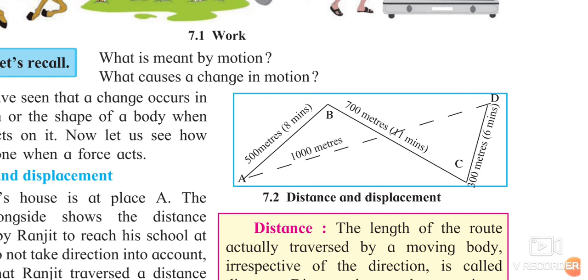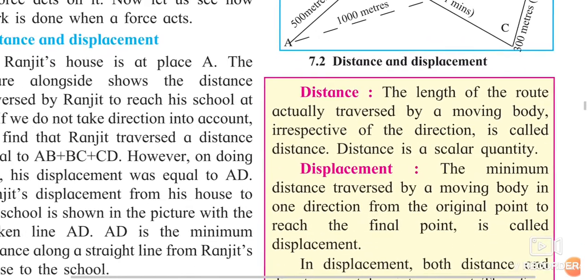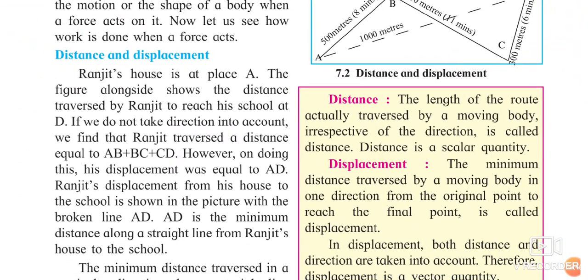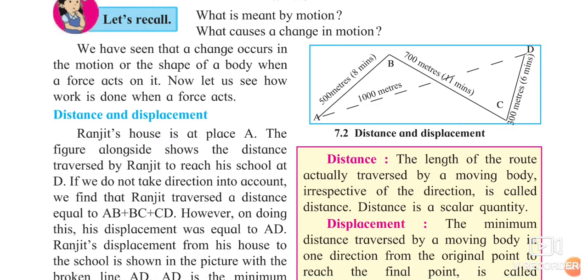Now you can see there is a certain direction. It is also going in a straight line. So this is called the displacement, and the remaining path you have traveled from A to B, B to C and C to D are the distances.